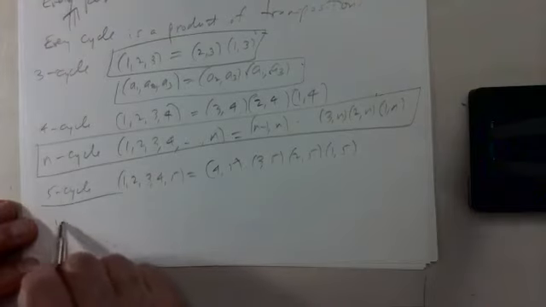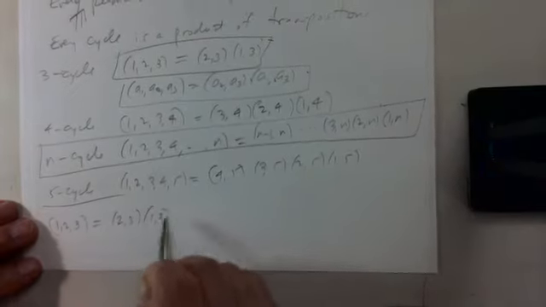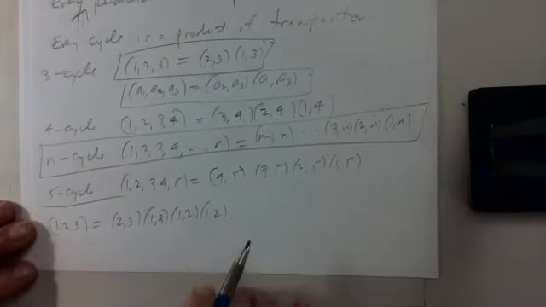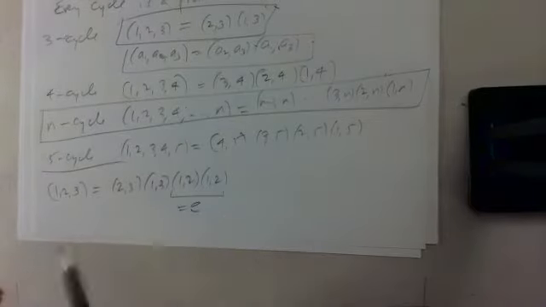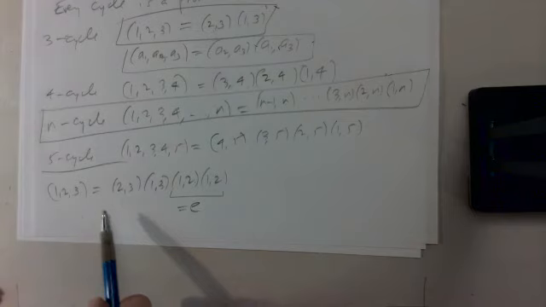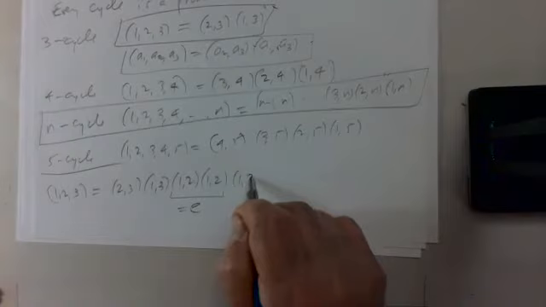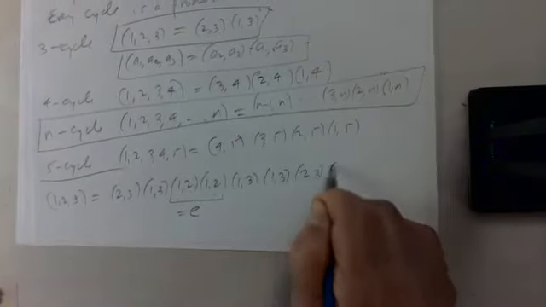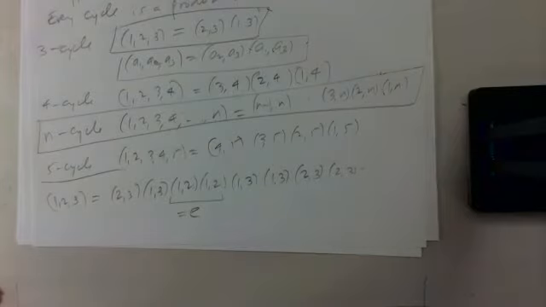So for example, suppose I take the cycle (1 2 3). I can write this as (2 3)(1 3)(1 2)(1 2), 4 transpositions. Why can I do that? Well, for one thing, this (1 2) followed by (1 2), that's just the identity. But in any case, I do have 4 transpositions here. So I can write this as a product of 2 or as a product of 4, or a product of 6. I can do it in 2 ways or 4 ways or 6 ways or 8 ways.